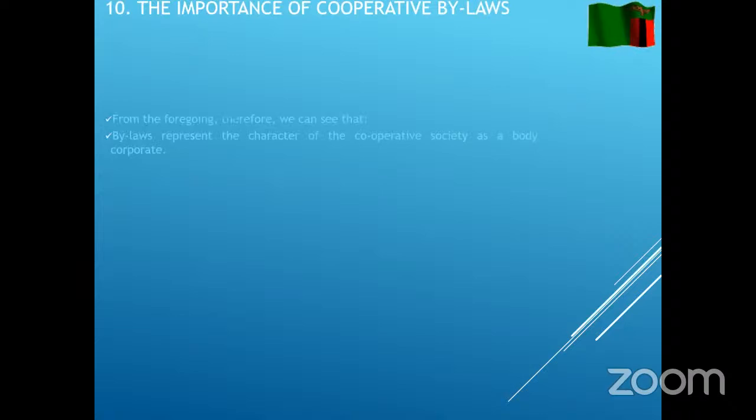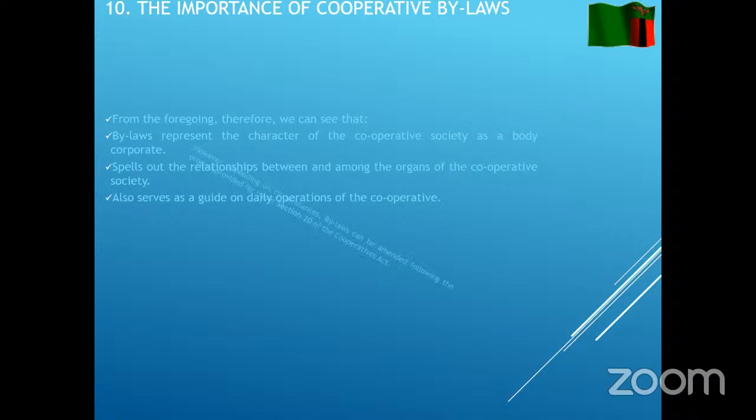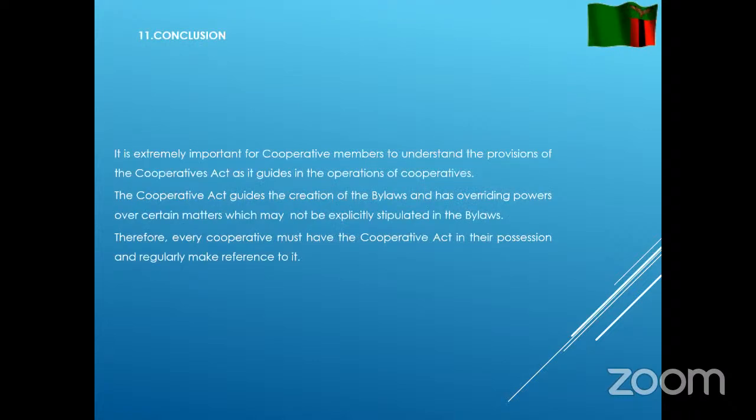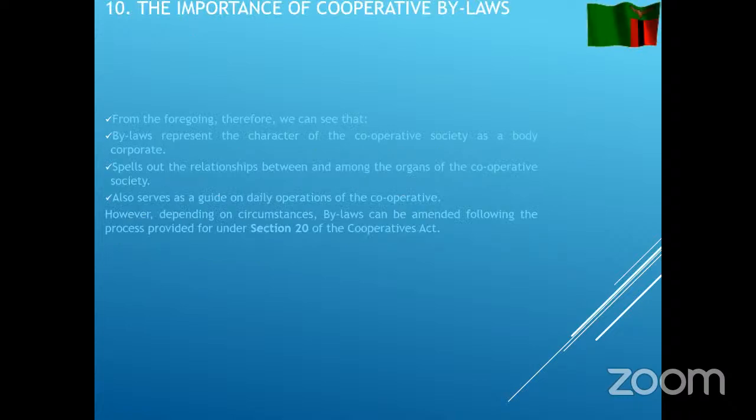So I think we have seen so far that the bylaws define what you are. If you decide not to adhere to the bylaws, I think the consequence is very clear. If you infringe on what the bylaw says and members protest and complain, we have a way we do it, though it's the most painful way, where we cancel the registration, because you're not following what you thought you would do. So it's a very important document because it spells out the relationship between and among the organs of the cooperative society, and therefore it serves as a guide on the operations of the cooperative.